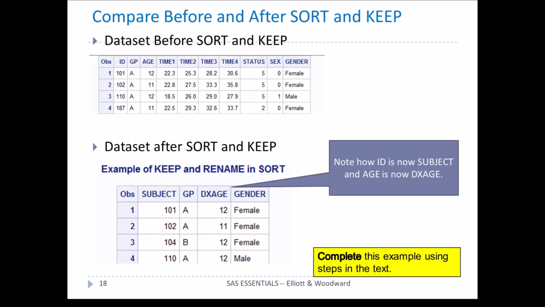Now you can see here the before and after result. The original file had a number of variables in it, and then after we sort and rename, we can see that the variable called ID is now subject, and we have a new variable name called DXAge.